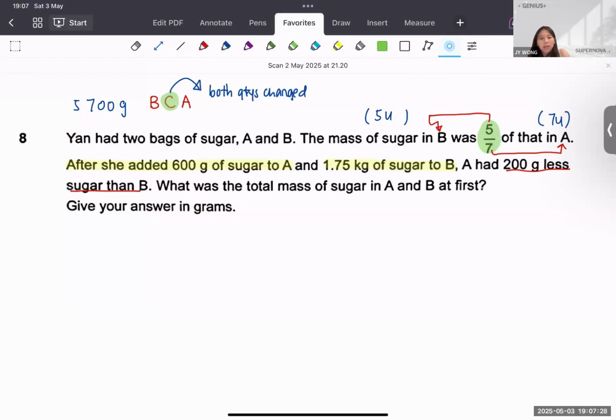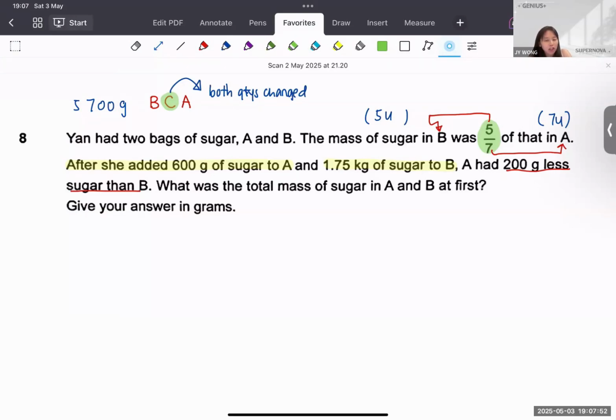If ratio method needs to be done, you need to ensure that you have a start ratio, which is the before ratio, and the end ratio. Do you have that? Is it possible to have that? Not true. You don't have that. Because why? They only tell you A has 200 grams less. Now, so is this difference unchanged? So difference unchanged means that the total is unchanged.